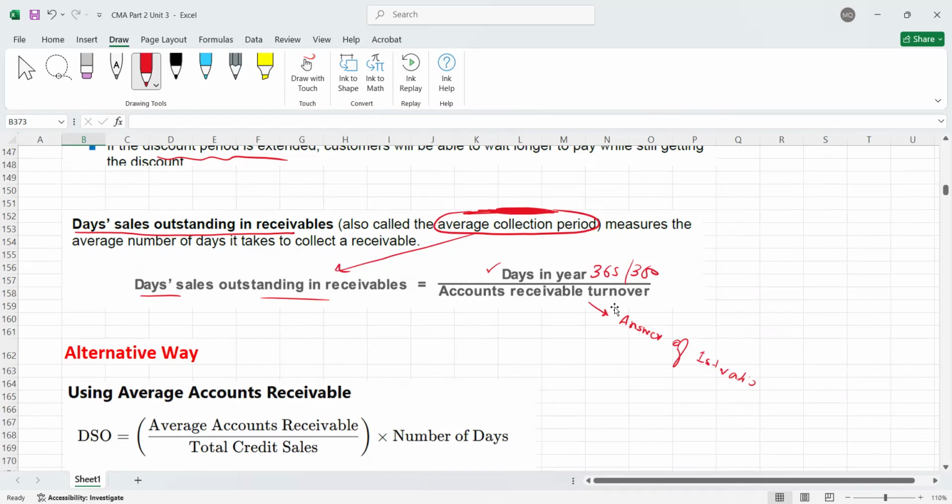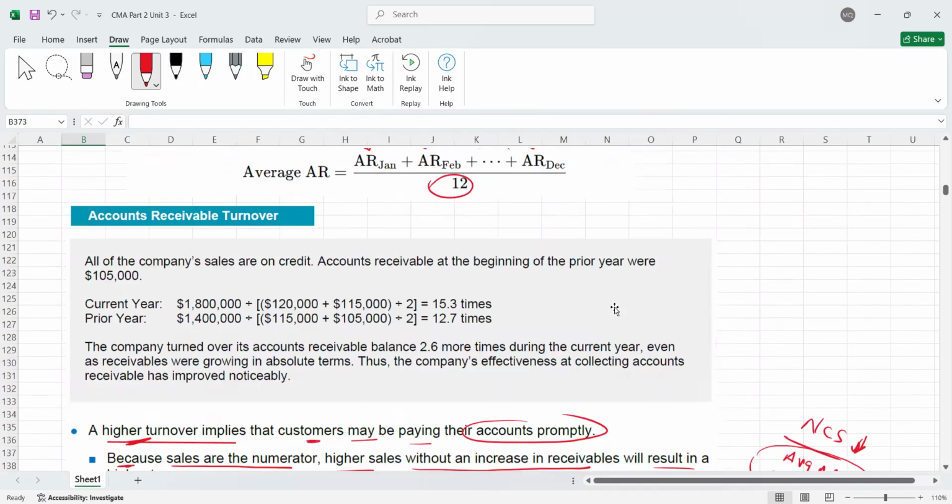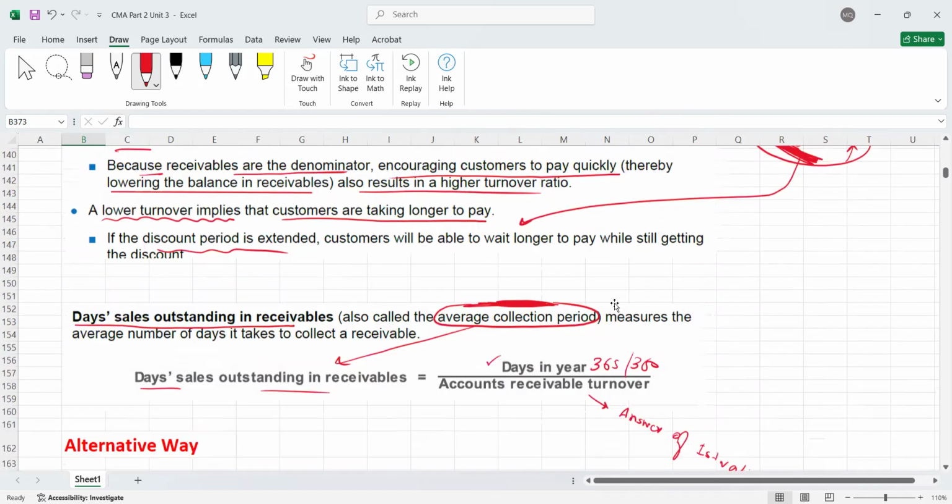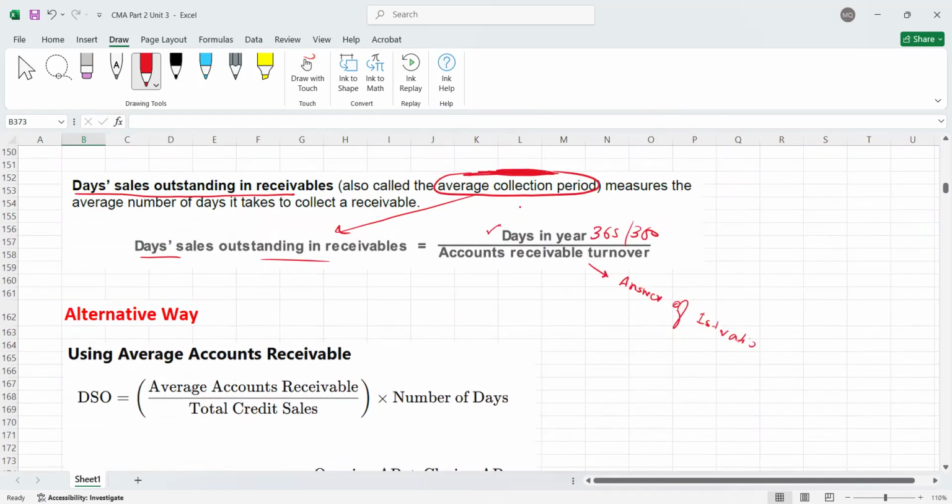So we have just calculated the turnover ratio, right? We calculated it by using the formula net credit sales divided by average account receivables. The answer of this ratio is turnover, and if you divide the days in a year by account receivable turnover, this will give you the average collection period in days. For example, if the answer is 40 days, it means customers are taking 40 days to settle their debt.